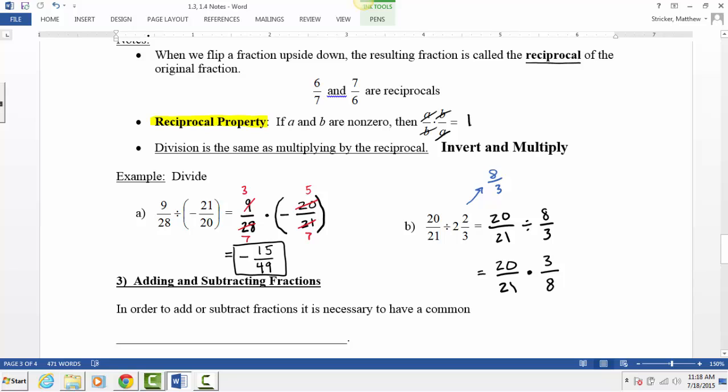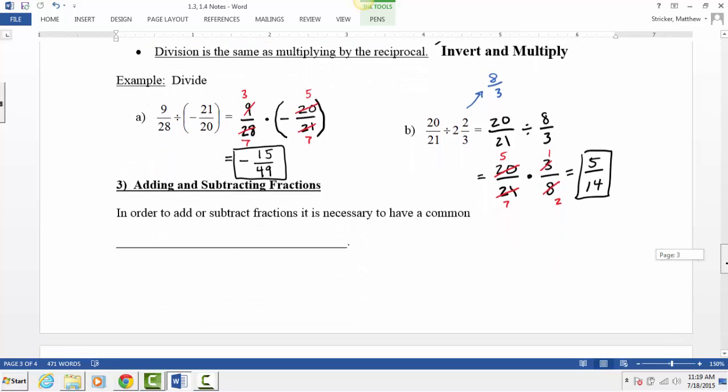Moving on and simplifying, 3 goes into 21 7 times. 4 goes into both 8 and 20, so 4 goes into 8 twice, and 4 goes into 20 5 times, leaving an answer of 5 over 14. So we've now talked about multiplying and dividing fractions. Let's go ahead and move on to adding and subtracting.